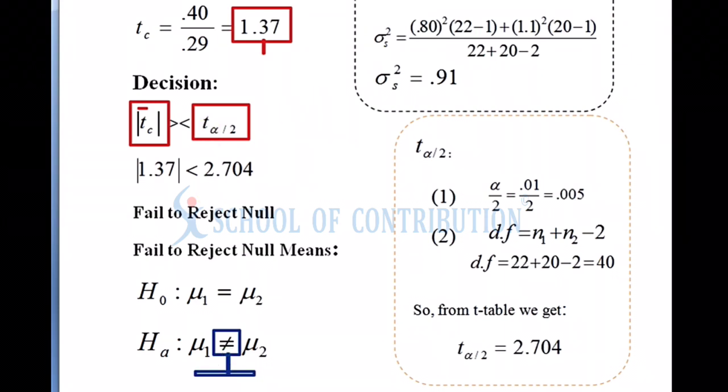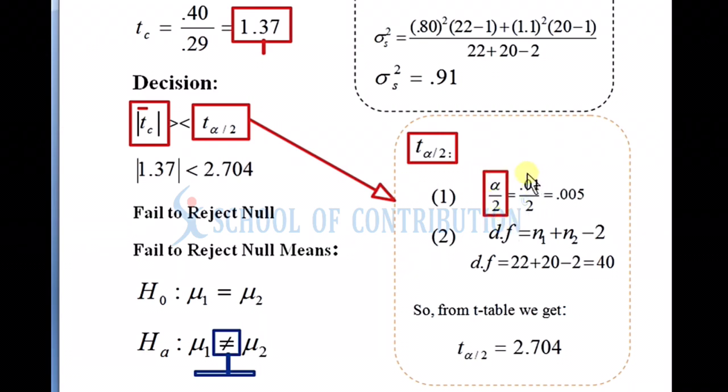Now to find the total critical value of t, we follow this process. First we divide alpha by 2. Our alpha is 1%. If we divide by 2, we get 0.005. Then we calculate our degrees of freedom, which is n1 plus n2 minus 2. The value of n1 is 22, n2 is 20, and minus 2 means we simply get 40.